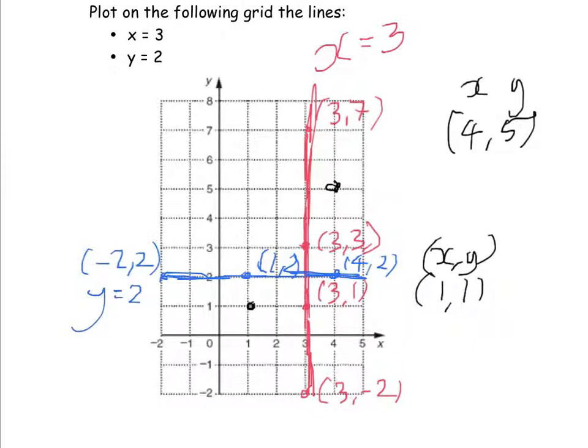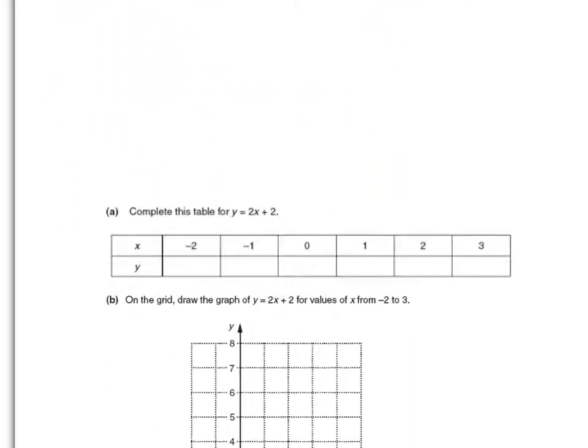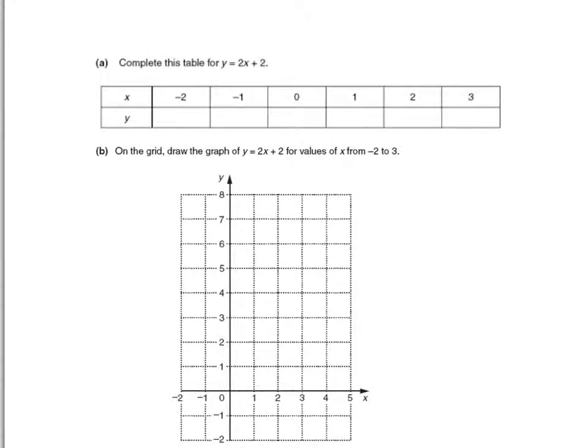So x equals a number is a vertical line going through that number, and y equals a number is a horizontal line going through that particular number. So now we have a look at plotting a diagonal straight line, and we're asked to plot the line y equals 2x plus 2, and it firstly says complete this table for y equals 2x plus 2.